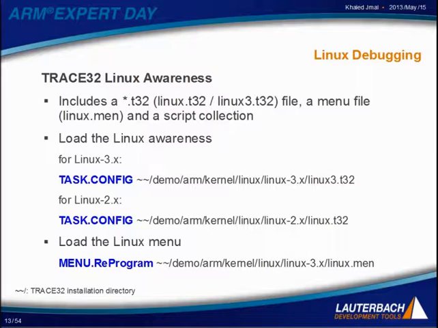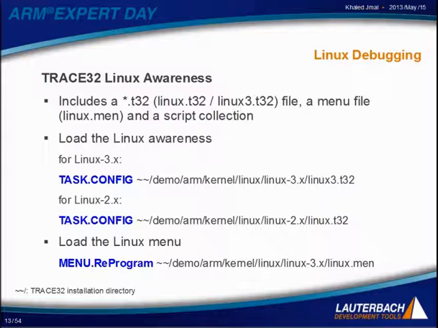And for Linux, since 2013 we have split this into two awarenesses, one for the 2.x kernel and one for the 3.x kernel. So you may have an older installation where you have only one awareness. We have a directory, for example, Linux 3.x, where you have the Linux3.t32, and Linux 2.x, where you have the Linux.t32 awareness. To the awareness also belongs a menu.